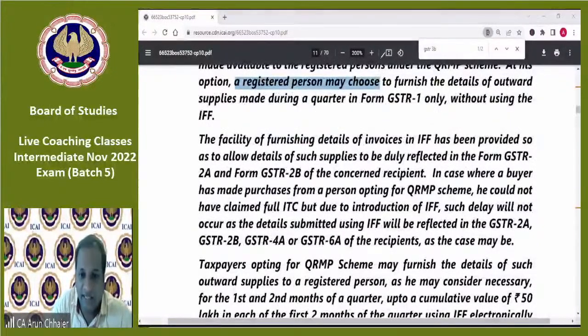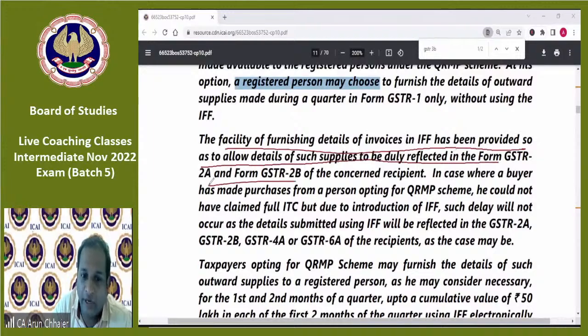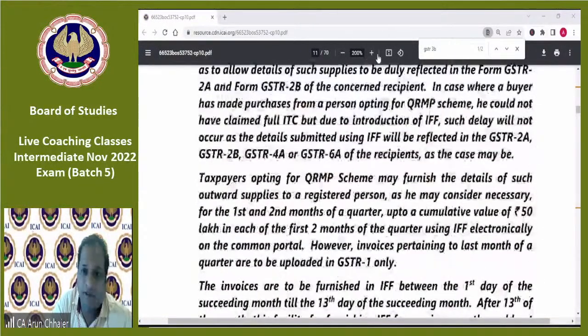Now, the facility of furnishing the details of invoices in IFF has been provided so as to allow the details of the supply to be reflected in 2A and 2B of the concerned recipient. The logic we have discussed again. So what is 2A and 2B?